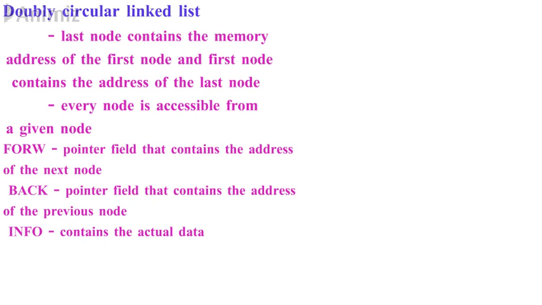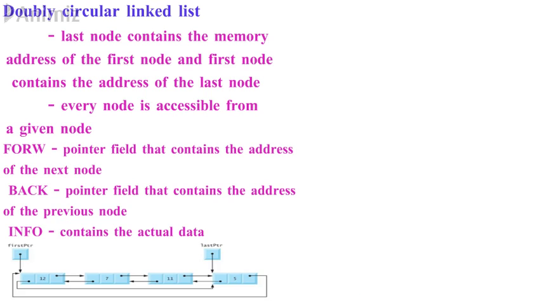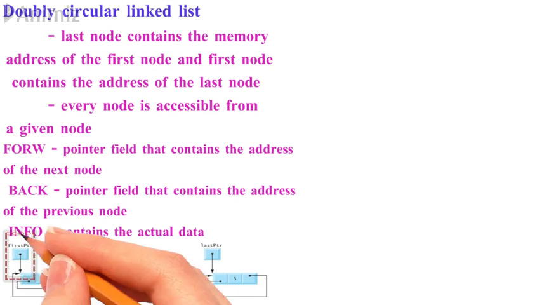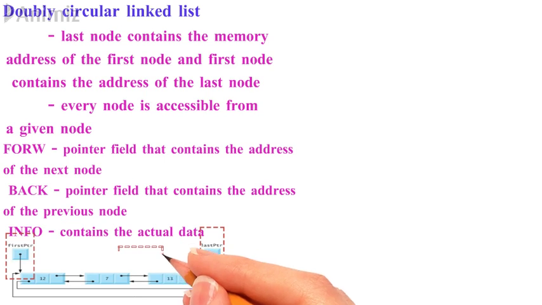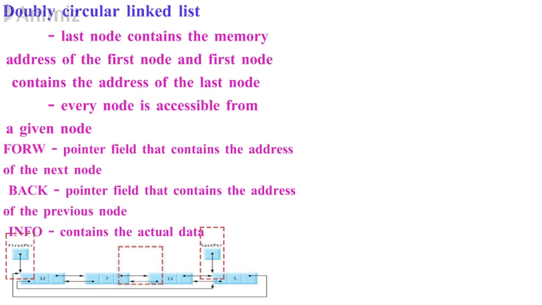In addition to this, the last node that is present in the doubly circular linked list is linked to the first node of the list. Now when you see this figure, 12 is the first node, 5 is the last node. 12 has the first pointer, 5 has the last pointer. Each and every node has 2 links. One points to the previous node and the other points to the next node.